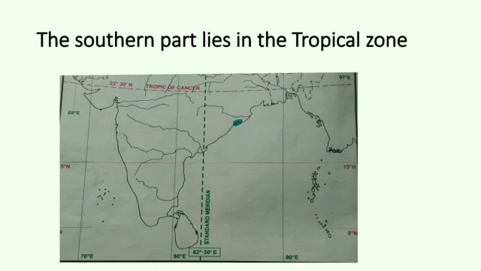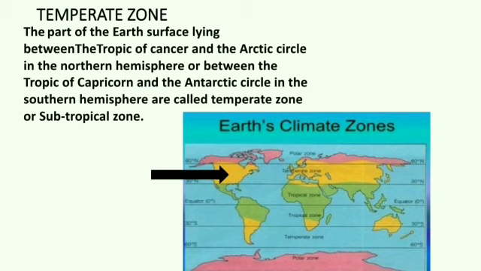Now, let's make it clear. Temperate zone: the part of the Earth's surface lying between the Tropic of Cancer and the Arctic Circle in the northern hemisphere, or between the Tropic of Capricorn and the Antarctic Circle in the southern hemisphere, is called a temperate zone or subtropical zone. The northern part of India is located in this zone. Though the northern part of India, which is in the temperate belt, is not as cold as other regions in the same latitude, such as Tibet and Siberia. This is due to the Himalayas, which obstruct the cold winds coming from the north.